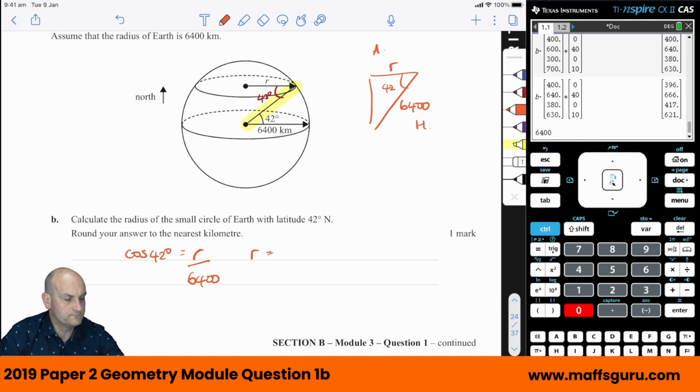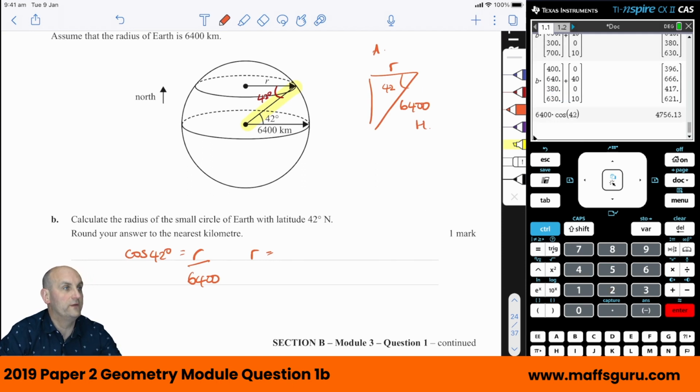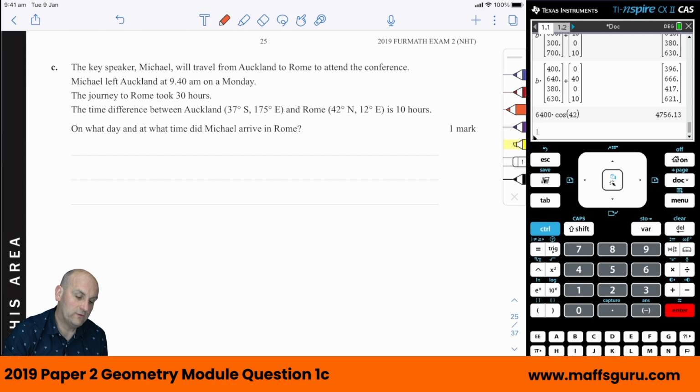So r becomes equal to, let's fire up my CAS, 6,400 times the cosine of 42 degrees. And always remember that you have your calculator on degrees mode. If you have it in radians, it's going to cause some very, very silly answers. So 4,756 kilometers.